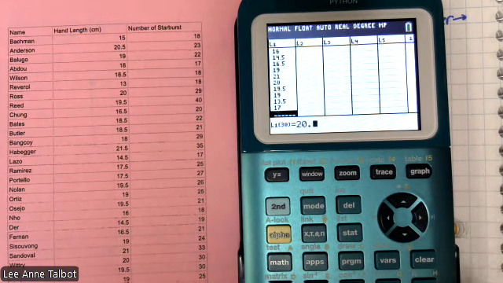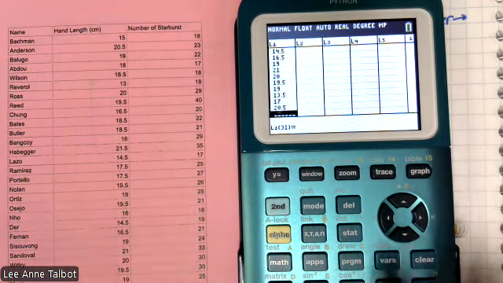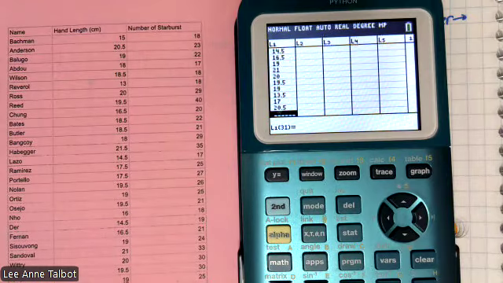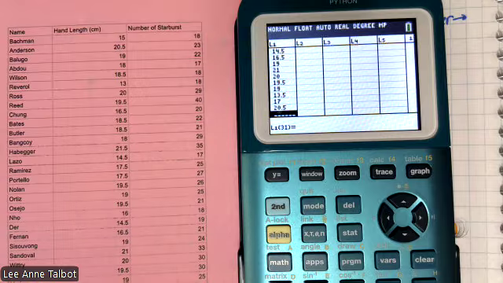It'll still work, but let me fix it. You're going to have to do the diagnostic thing again. I'll do it for you really quick.